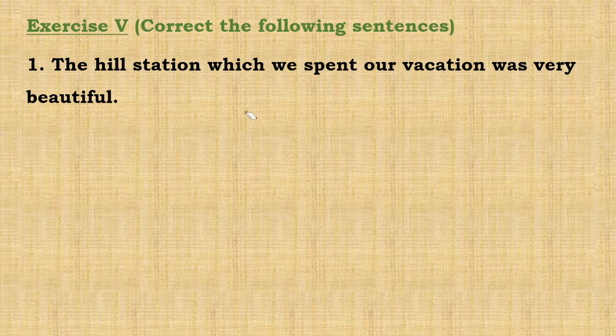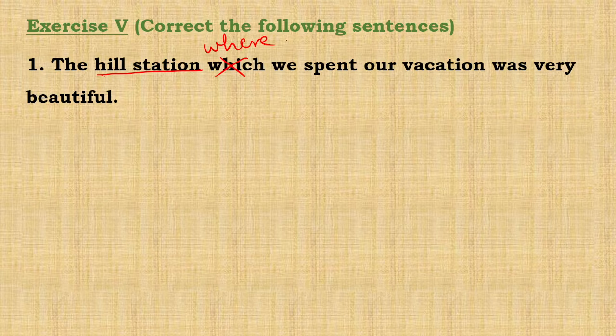Okay, next. Correct the following sentences now. This is a little bit complicated. The hill station, we are speaking about a hill station. Hill station is what? This is a place which we spend. No, what must be our answer? Where we spend, because we are referring to a place, right?